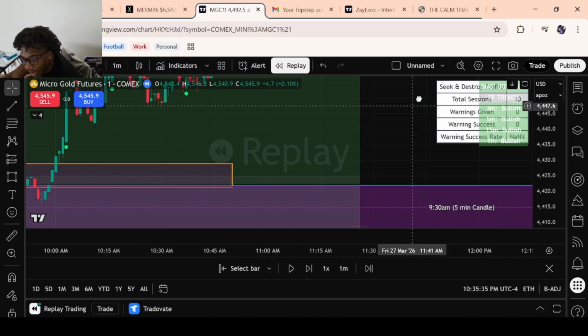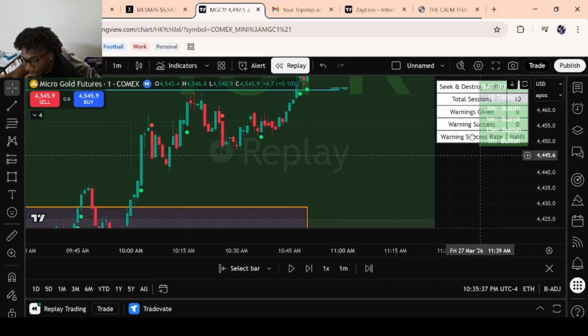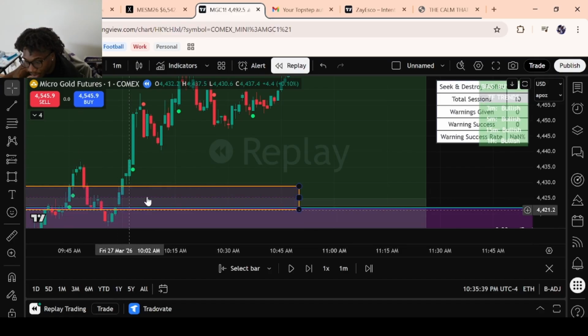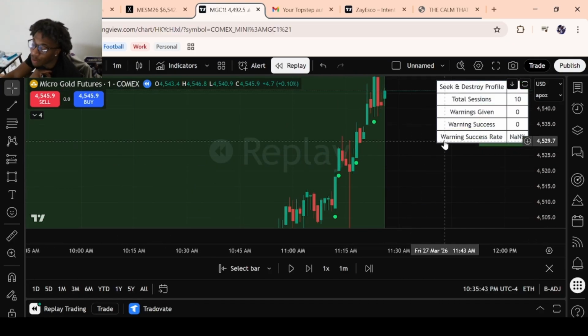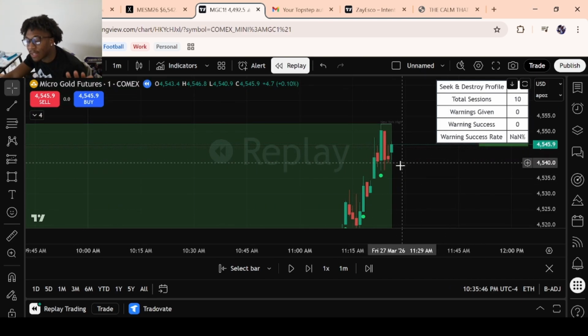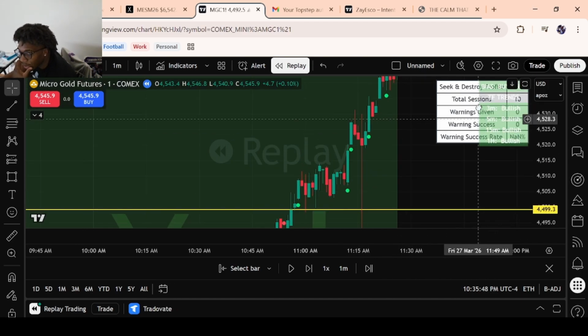So again, you got in right. Think about it, your range was down here. You technically got in right here. This is a 5K trade with 5 micros, which is what I trade. It's the easiest 5K you can get. You know what I'm saying?